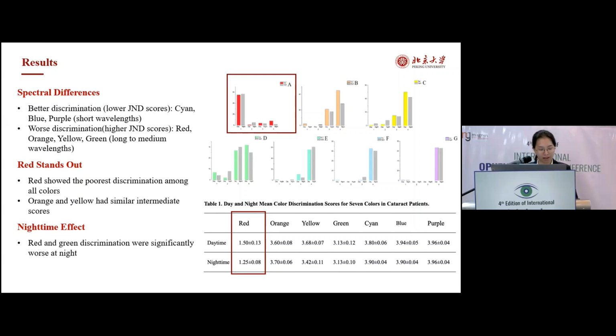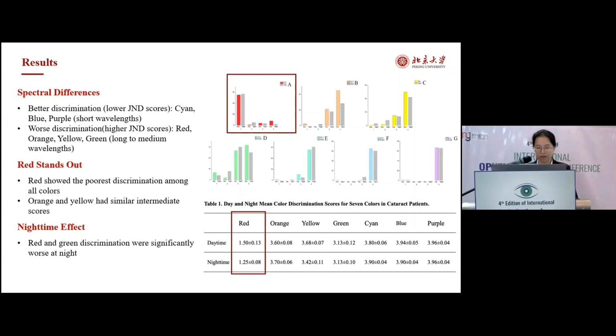And at night, the pattern changes significantly. The red and green discrimination become even worse compared to daytime. The thresholds have increased substantially, indicating that patients struggle even more to distinguish these colors in the low light condition. This suggests that low light conditions exacerbate impairment in the long to medium wavelength range, colors that are crucial for contrast and safety in evening environments, such as traffic signals, brake lights, and pedestrian crossings.